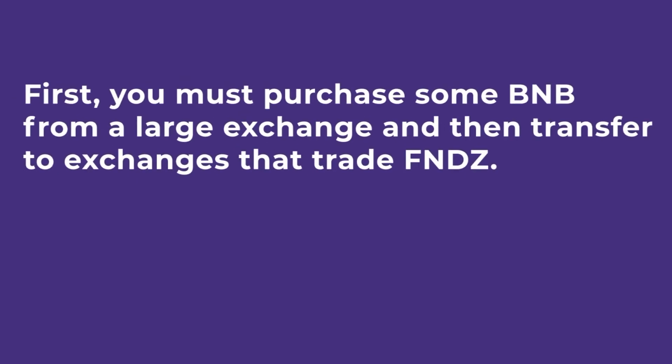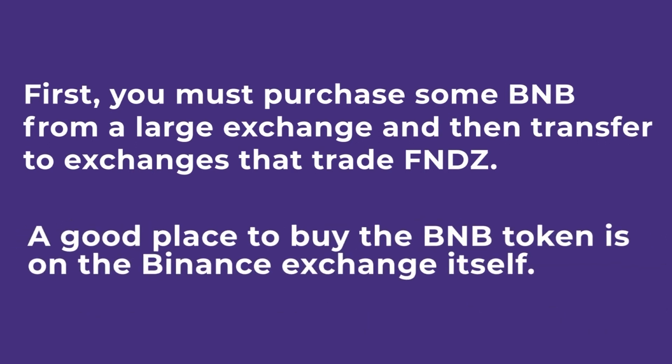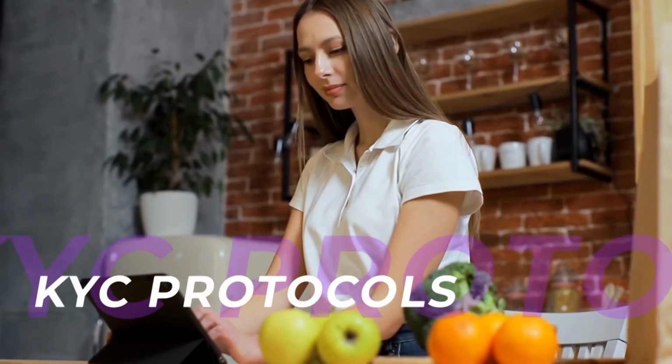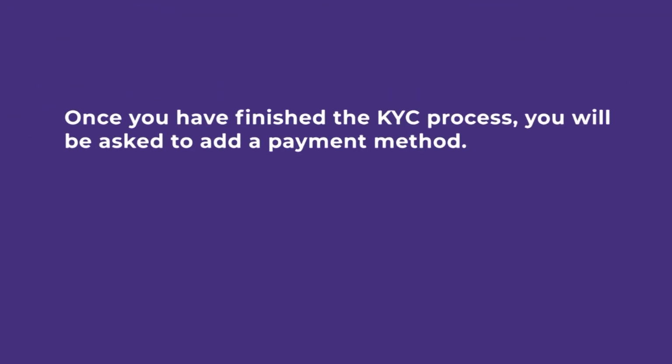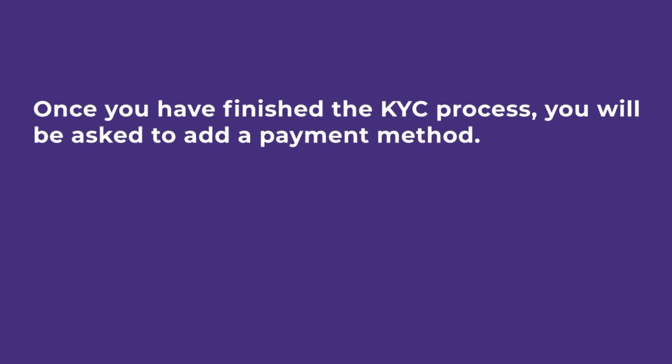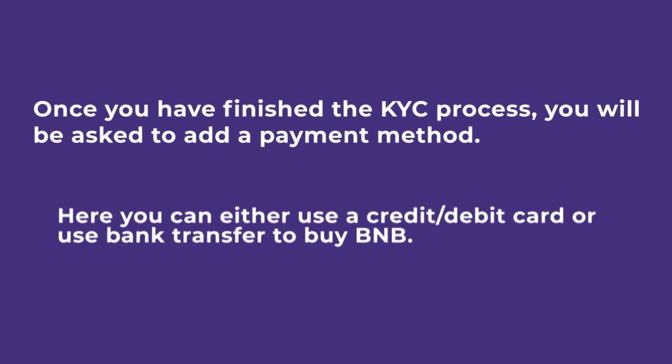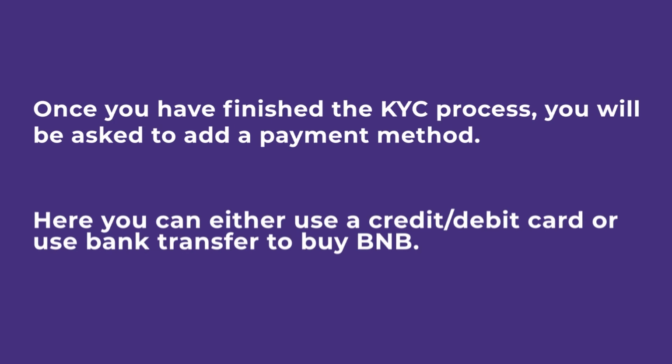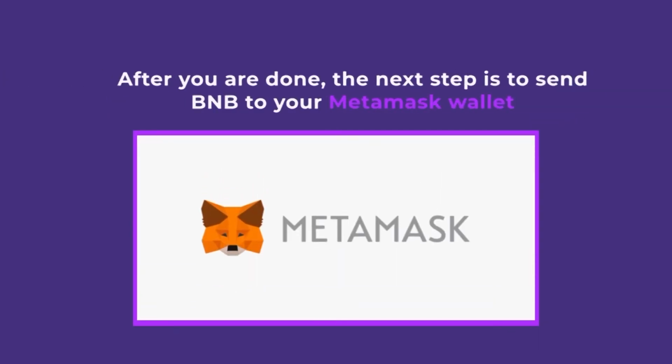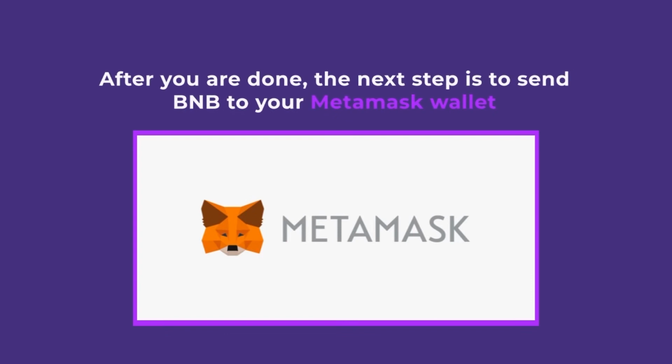First, you must purchase some BNB from a large exchange and then transfer to exchanges that trade funds. A good place to buy the BNB token is on the Binance exchange itself. Registration on Binance is easy, although it does involve some KYC protocols. Once you finish that process, you'll be asked to add a payment method. Here, you can either use a credit debit card or use bank transfer to buy BNB. After you're done, the next step is to send BNB to your MetaMask wallet.